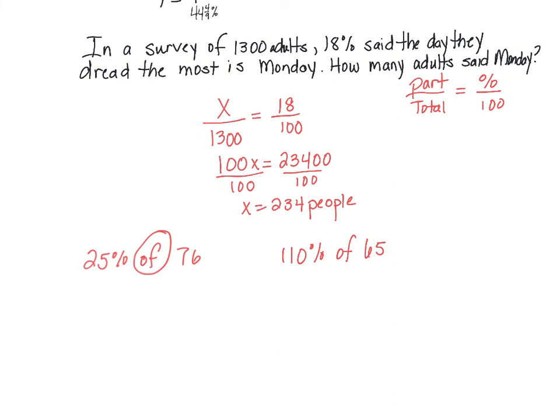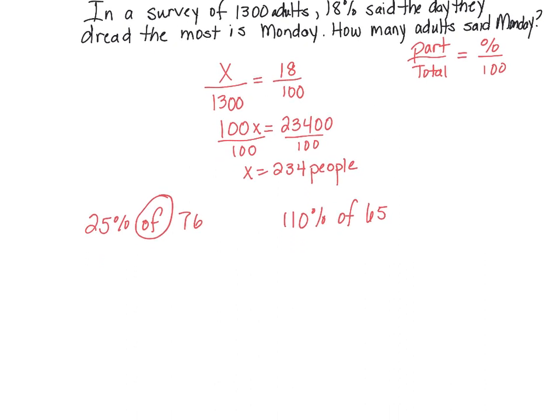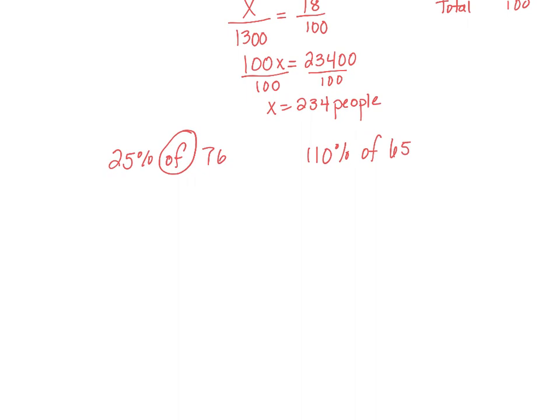You have to pay 7% of $100. Well, what would we do to 25%? Turn it into a decimal. So what is 25% as a decimal? 0.25. Of means multiply, and you multiply by 76. That's one way. You could also do is over of equals percent over 100.